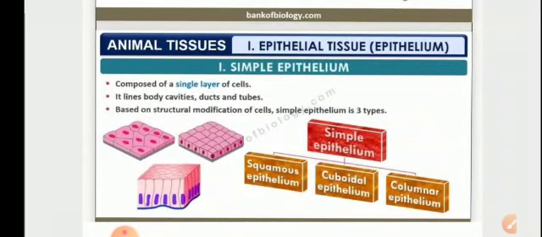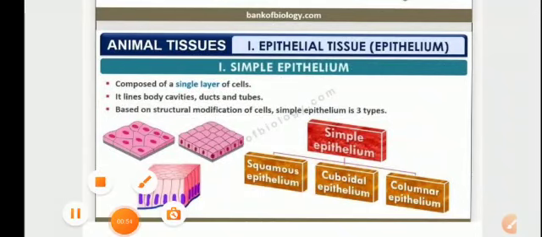On the basis of number of layers of cells, epithelial tissue is of two types: the simple epithelium, which is unilayered, and the compound epithelium, which is multi-layered. The simple epithelial tissue, on the basis of cell shape, is further subdivided.